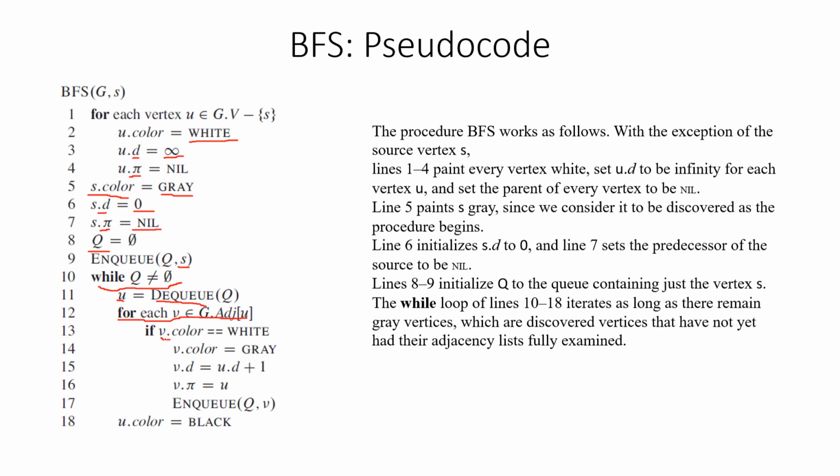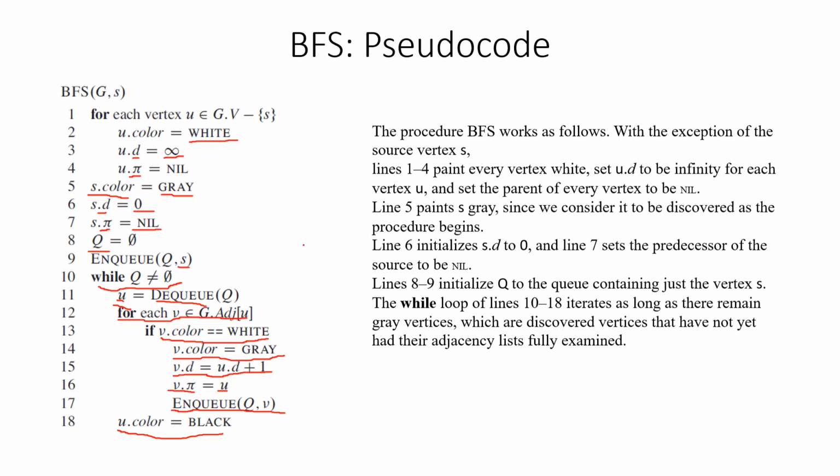Then for each vertex V adjacent to U, we start to explore all the adjacent elements. If the color is white, it means we didn't discover it, so we color it gray. Then we take the predecessor's time and add 1. Then we say that the predecessor of V is U, because we take V from the adjacent vertices of U, right? Then we enqueue that V into our queue. And in the end, after exploring all the adjacent elements of U, we color U black. So this is how BFS works.